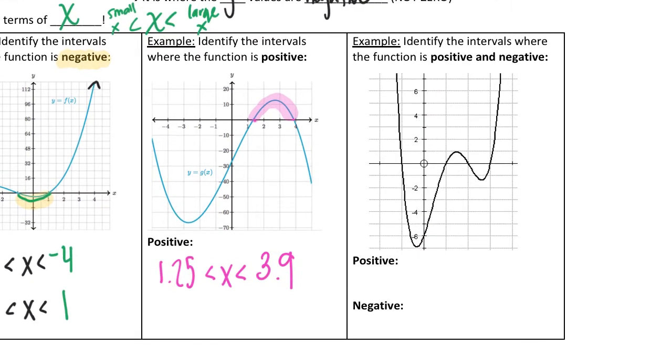Last one, we're going to do positive and negative. So let's use two different colors. I'm going to do positive above the x-axis in pink. You should have three regions there. And again, let's assume these are arrows on the end. And then I'm going to do negative in green. So this region's negative because it's below the x-axis in this region.